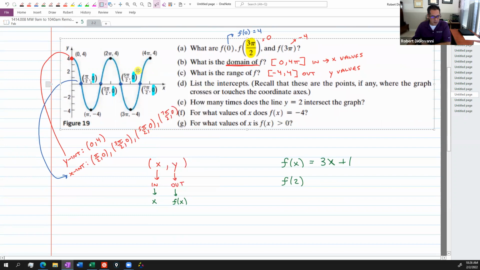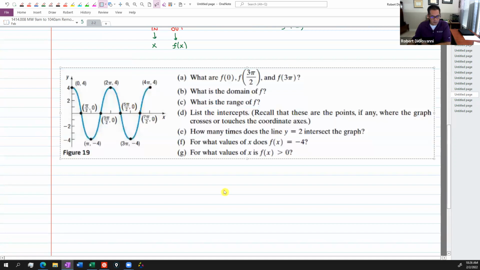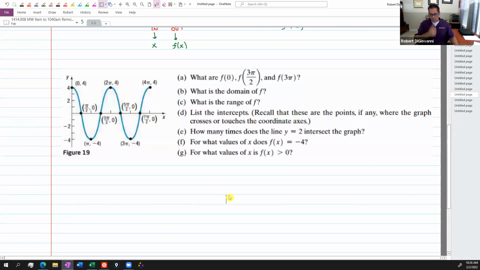I'm going to leave that there. I'm going to move this down here to continue. For part E, how many times does the line y = 2 intersect the graph? Well, y = 2, you need to know, is a horizontal line that goes through 2. So if I draw a horizontal line that goes through the value 2, I can see that I intersect 1, 2, 3, 4 times. So that's the answer.